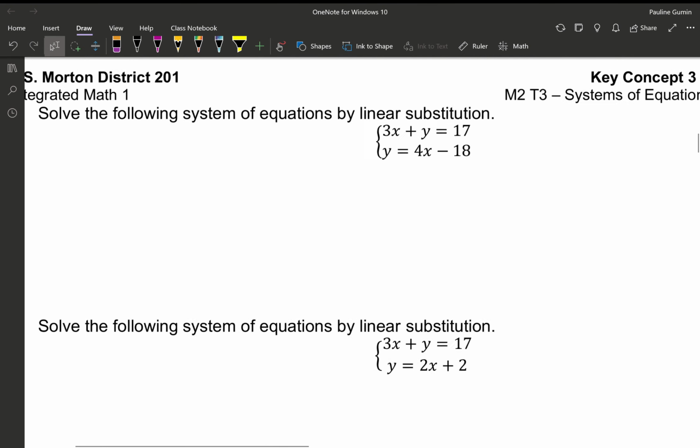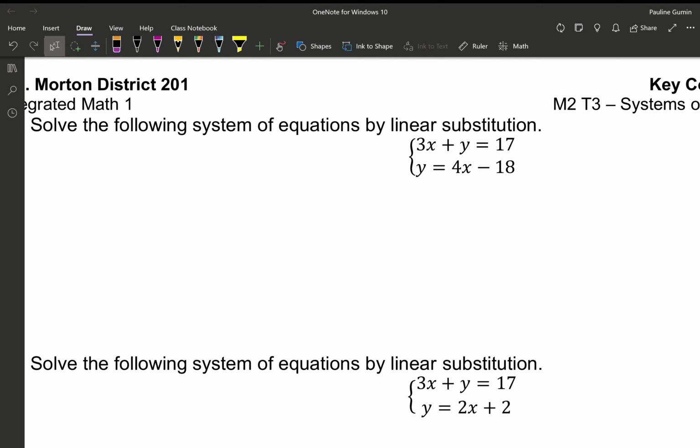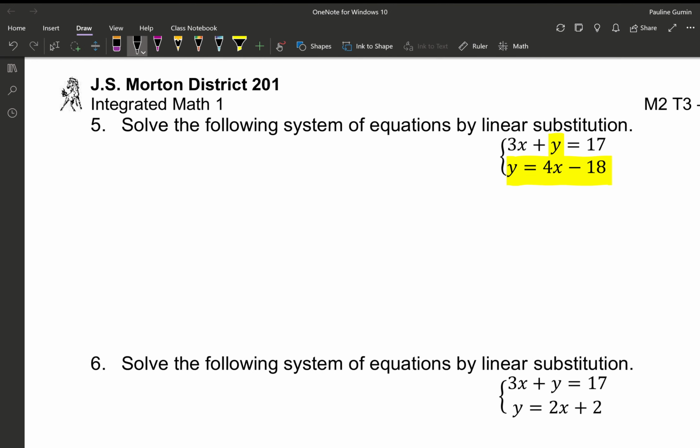Number 5, solve the following system by linear substitution. All right, so what we're going to do is we're going to take the y equals equation and we're going to substitute it into the first one. I'm going to rewrite it just because I like to do it that way, and then we'll get started. Okay, so instead of y, I'm going to substitute in 4x minus 18 because that's what y is.